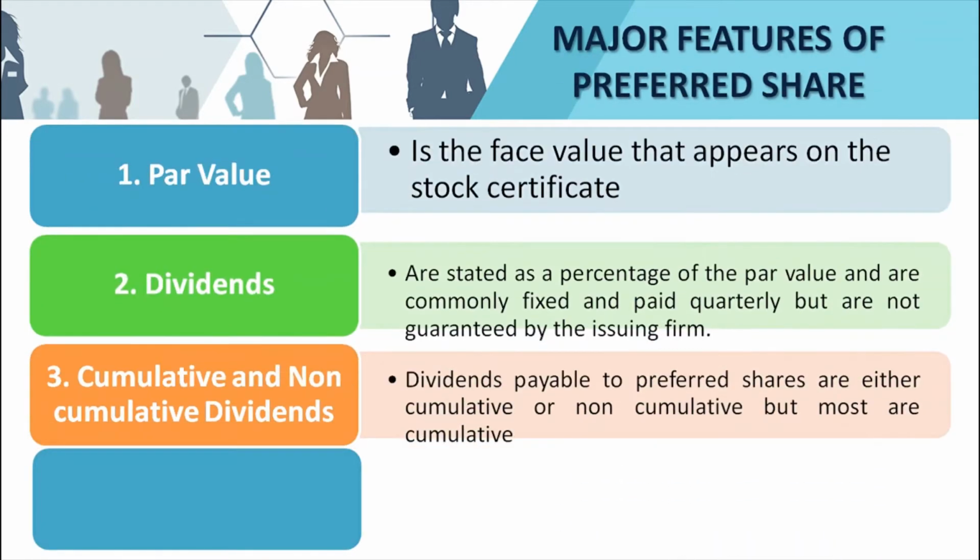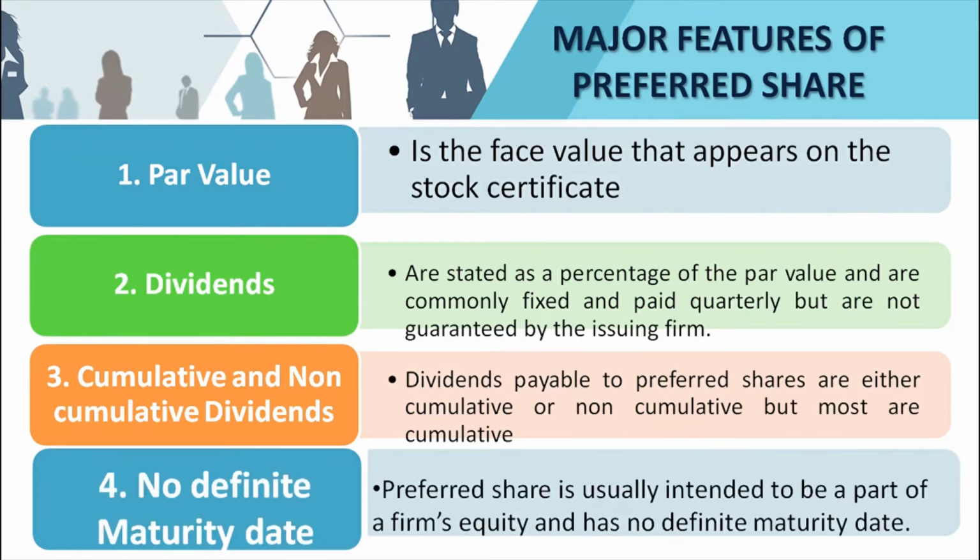So next, the major features of the preferred share. The first major feature of preferred share is the par value. Par value is the face value that appears on the stock certificate. So itong par value is the principal amount that the lender is lending to the issuer or the borrower. The second is the dividends are stated as a percentage of the par value and are commonly fixed and paid quarterly but are not guaranteed by the issuing firm. So itong mga dividends ay ito yung mga binabayad ng isang company sa mga shareholders nito.